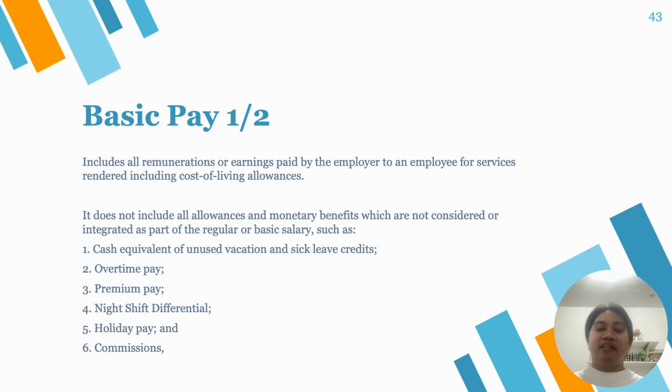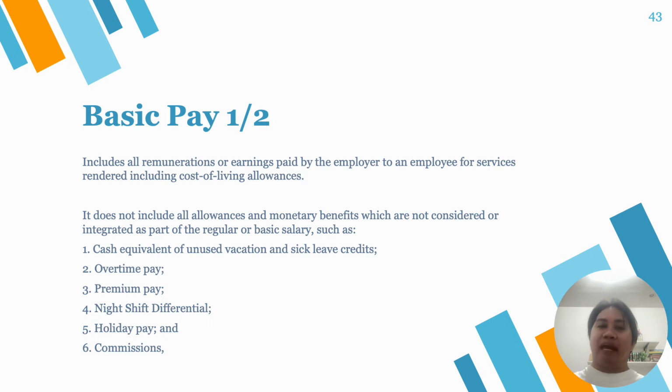So basic pay includes all remunerations or earnings paid by the employer to an employee for services rendered, including the COLA, or the cost of living allowance. However, take note that basic pay does not include allowances and monetary benefits which are not considered or integrated as part of the regular or basic salary. What are examples of these allowances and monetary benefits? Well, cash equivalents of unused vacation and sick leave credits are not part of the basic pay. Also, your overtime pay, the premium pay, the night shift differential, holiday pay, and commissions.